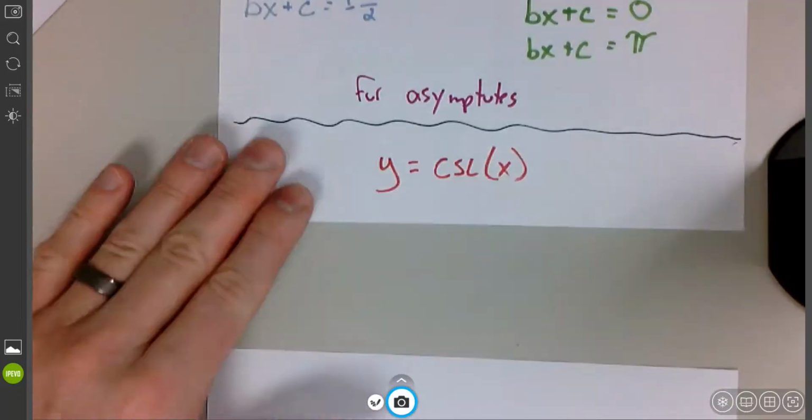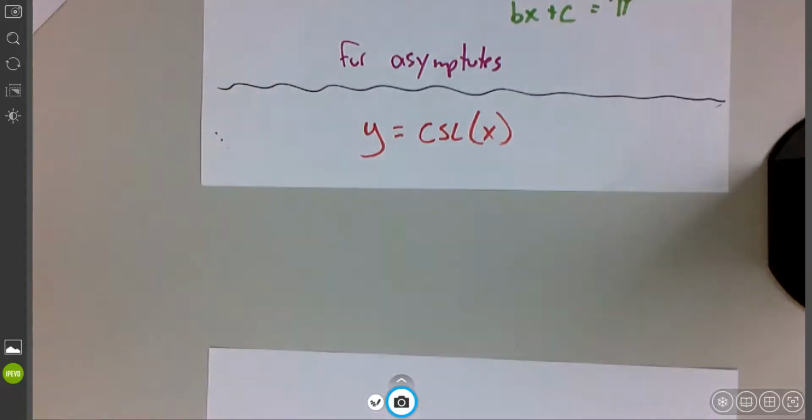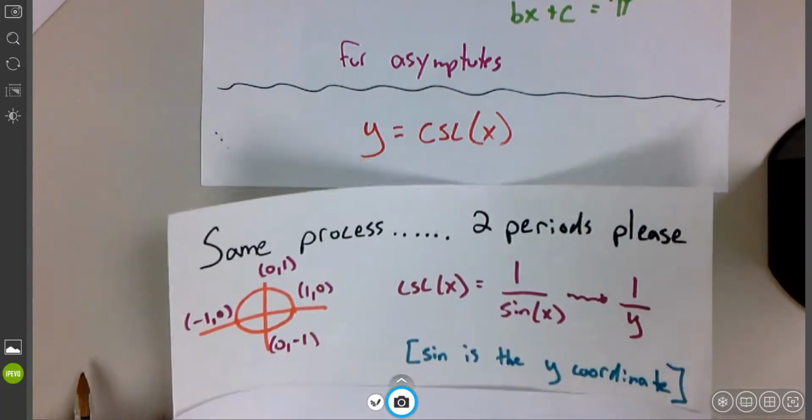Now we want to do cosecant. There's our next reciprocal function. Remember, these are all reciprocal functions for our normal guys. So same process. I would want to go around the unit circle one time. Let's check those key values and see what's happening from there.